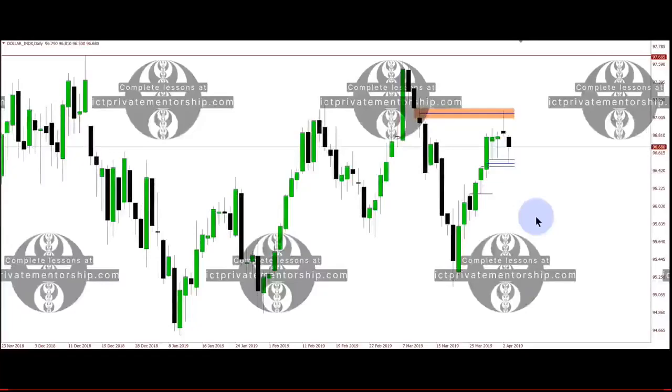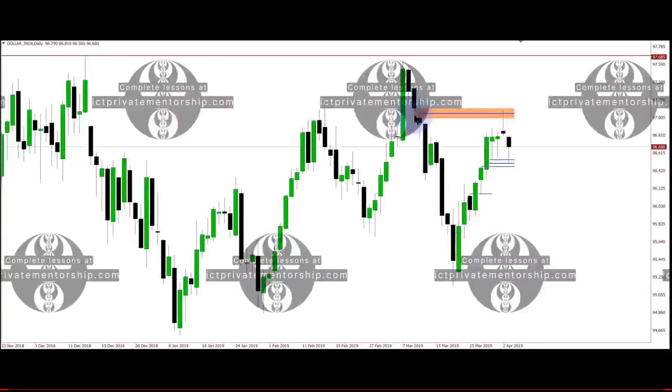This is a market review for the ICT mentorship for April 3rd, 2019. This is a daily chart of the dollar index. Now this is AVA demo account data, and I wanted to bring your attention back to this volume imbalance right in here. So we were missing some portion of price action right in here between these two bodies.